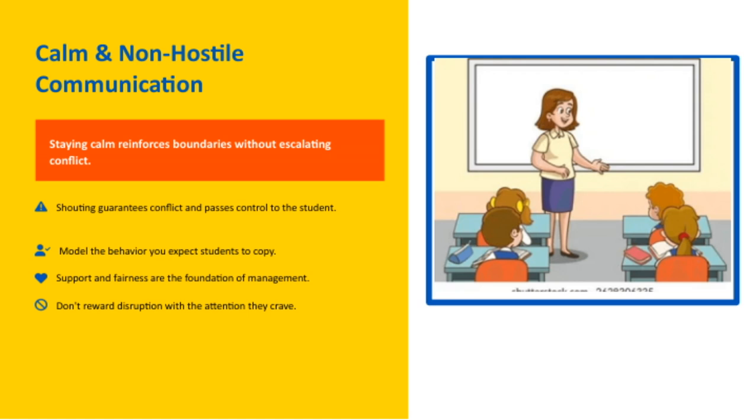Model the behavior you want to see. If you expect students to stay calm and respectful, you need to demonstrate that yourself. Remember, shouting might seem like a quick fix, but it actually guarantees conflict. It passes control over to the student and can escalate the situation further.